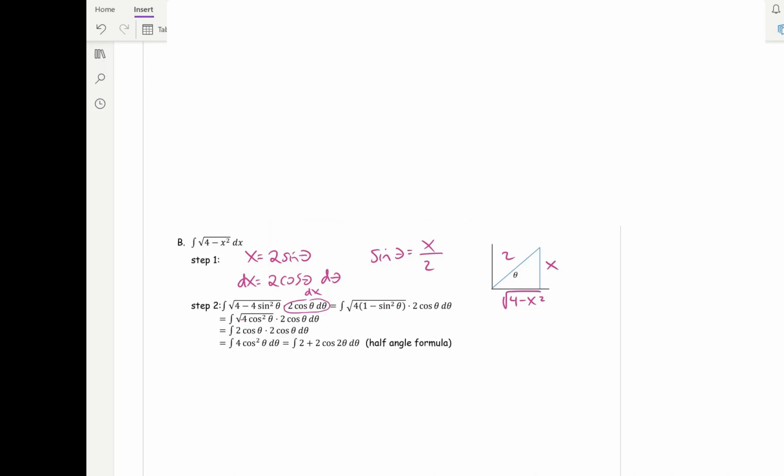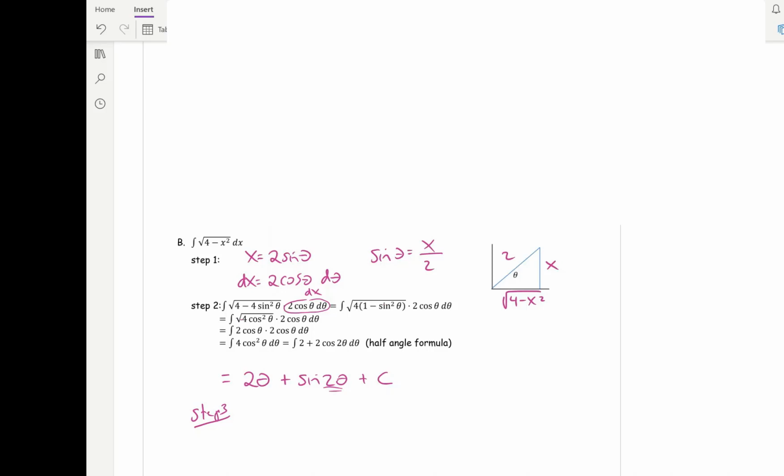All right, fortunately, we did a section on how to integrate powers of trig functions, and we know that in order to integrate cosine squared, we have to use the half angle formula. So I replace 4 cosine squared with 2 plus 2 cos 2 theta. And then finally, I can integrate. If I integrate, I get 2 theta plus sine 2 theta plus c. All right, now I want to go back to my triangle to do step 3 and write everything in terms of x. But the problem is, I don't have a triangle for 2 theta. I have a triangle for theta. And so I need to write my answer in terms of theta, not sine 2 theta.